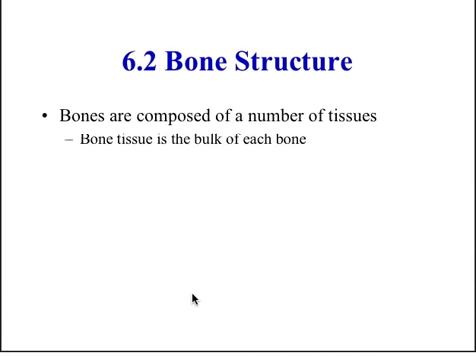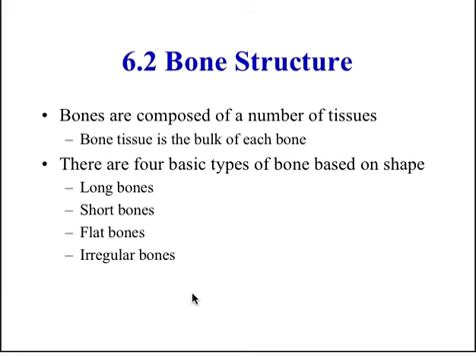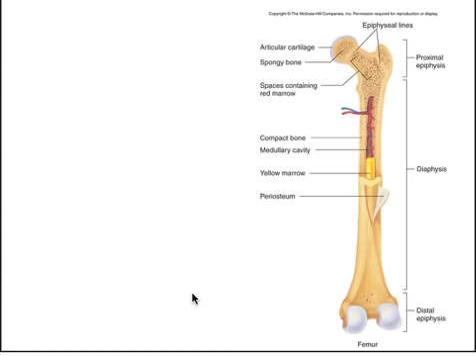So bones are made up of a wide variety of tissues. The bone tissue is the bulk of each bone, and there's four basic types of bone based on their shape. Long bones, which are longer than they are wide or thick. Short bones, which have approximately the same dimensions in all dimensions, but they may have somewhat irregular shapes. Flat bones, which aren't perfectly flat, but basically flat. And irregular bones, such as those of the vertebrae and of the pelvic girdle, which we'll address shortly.